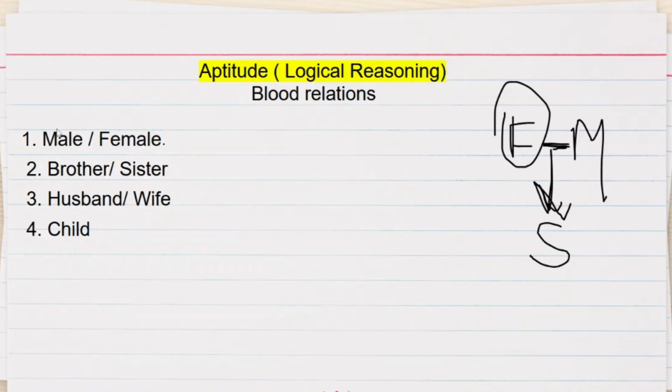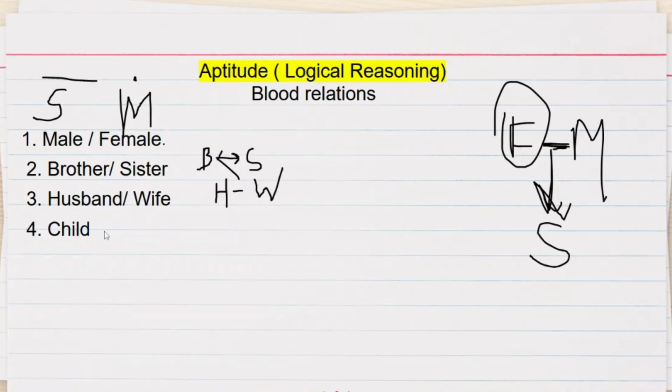If it is a male, I will draw a dash over it. Let's say the name is Suresh, I will draw a dash. If it is a female, then I will draw a dot. Let's say the name is Meenakshi, and I will use a dot here to depict that it's a female. For siblings, brother and sister, I will use two arrows. This is the symbol I would particularly use. For husband and wife, I will use a simple dash here.